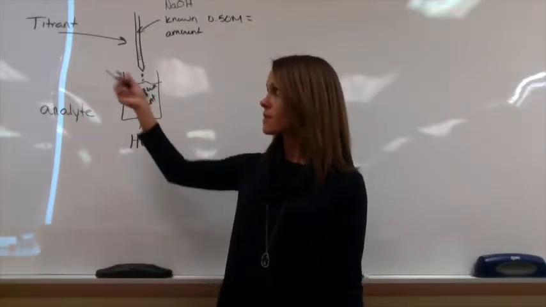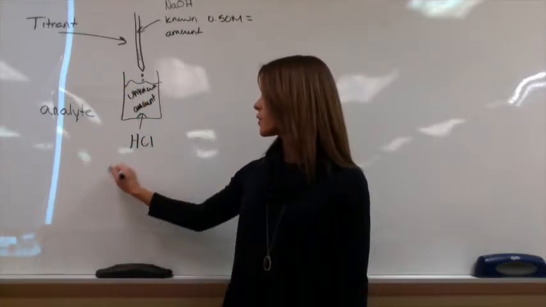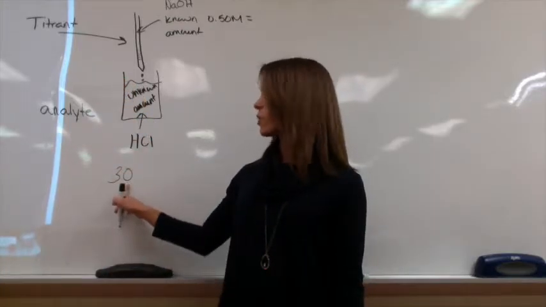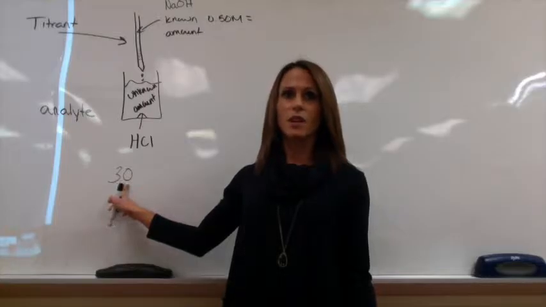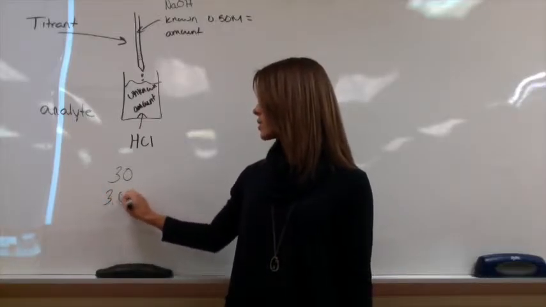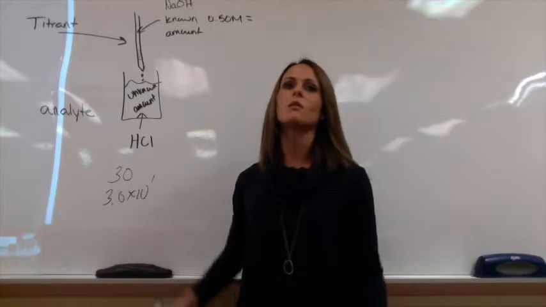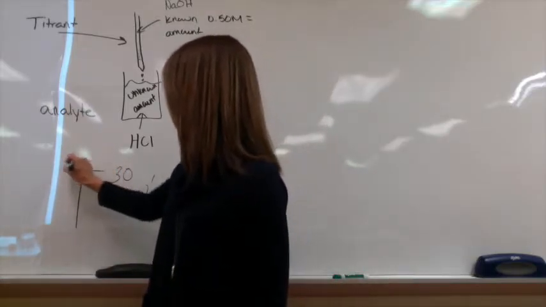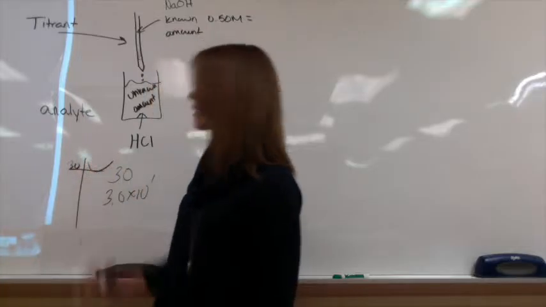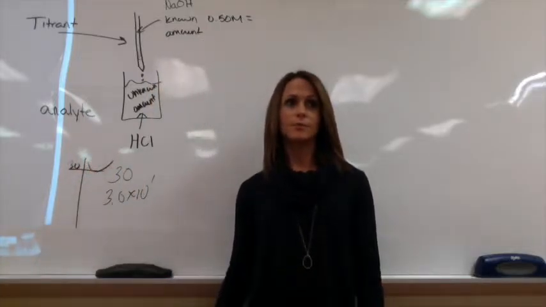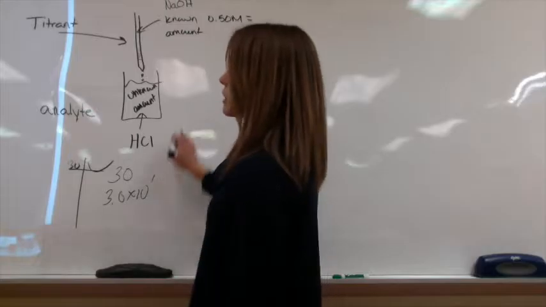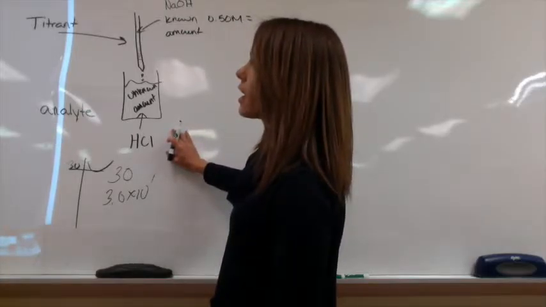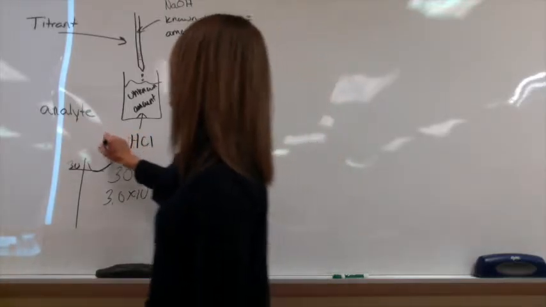So this saying 3.0 times 10 is different, because if I wrote 30, that means I can't really read the ones position based on sig figs, right? But if I write 3.0 times 10 technically to the first, that means I can read the ones position. It just happens to be that the meniscus for 30 falls right there on 30. Make sense? All right, so there's 30 milliliters of that in here, and this is 0.5 molar also.